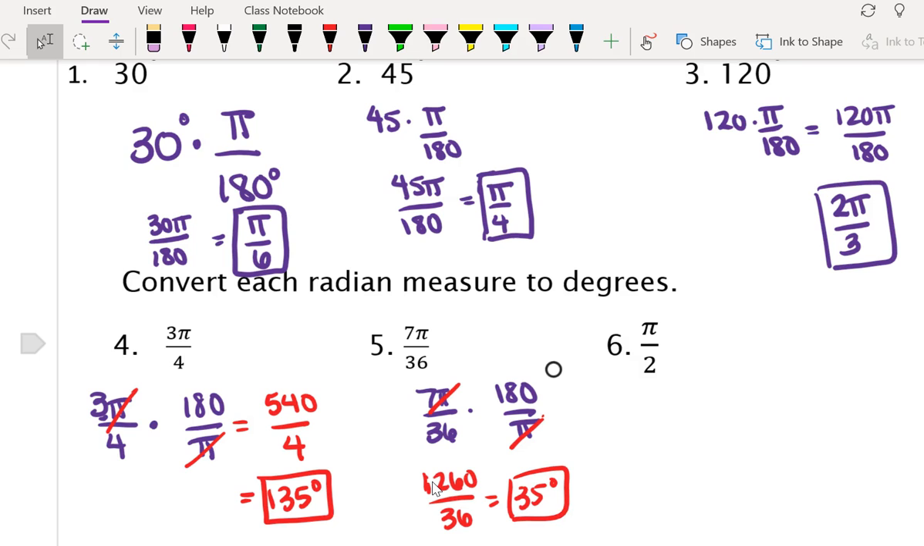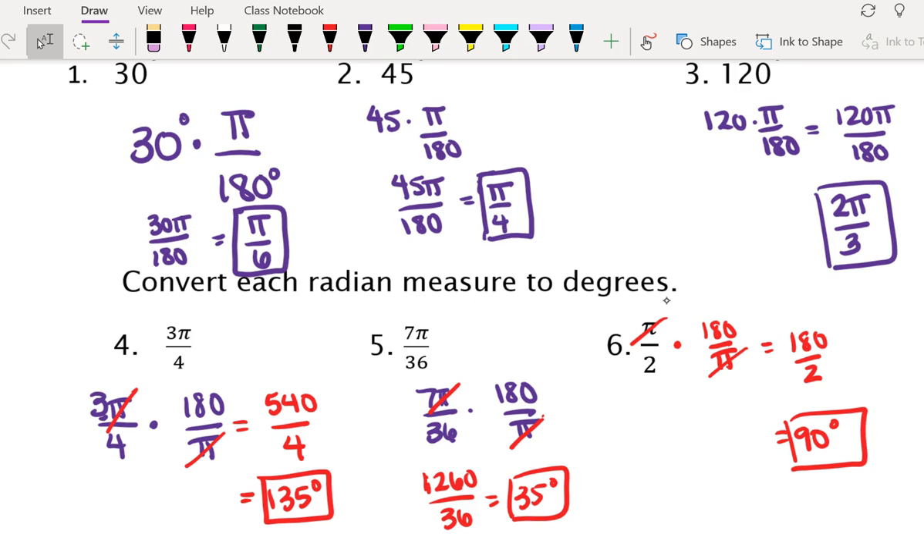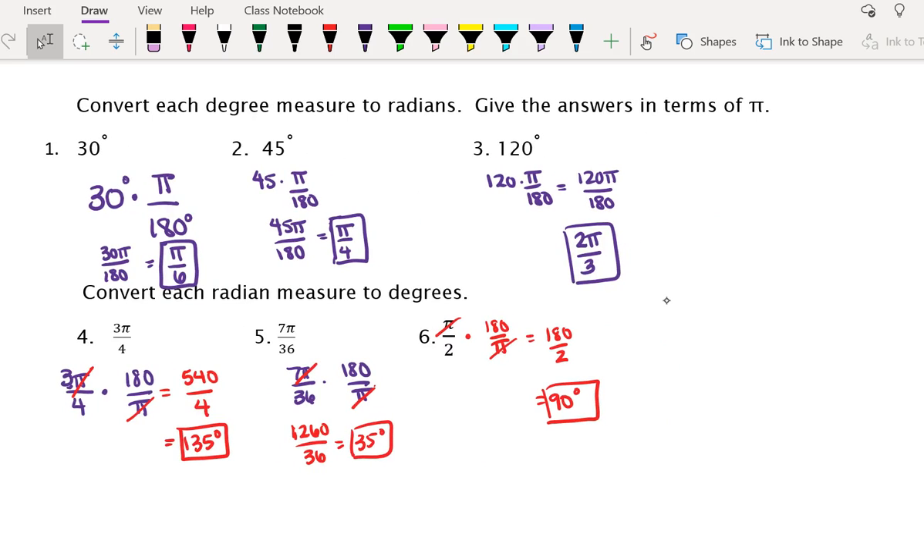Okay, and then pi over 2, we actually did pi over 2. Pi over 2 was one of the quadrantal angles. But if I multiply by 180 over pi, pi cancels, 180 over 2 is just 90 degrees. Okay, so easy conversions. You guys got this, right? All right.